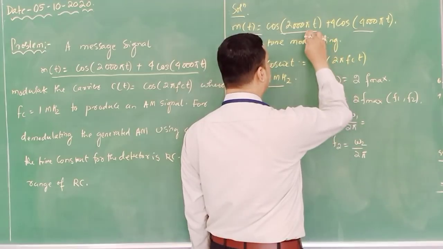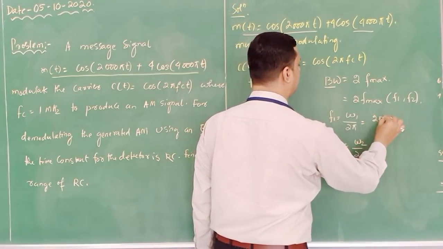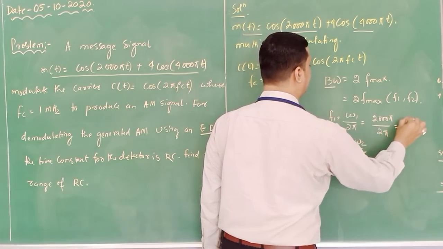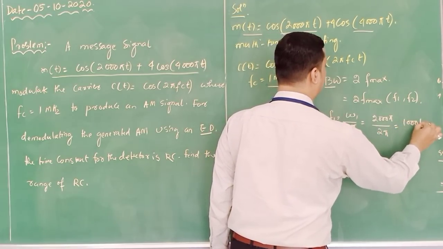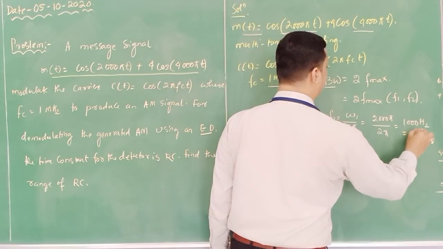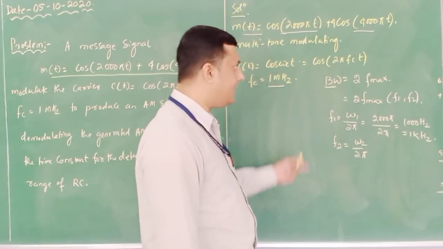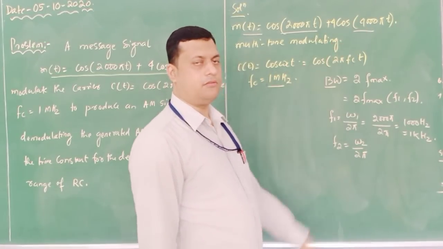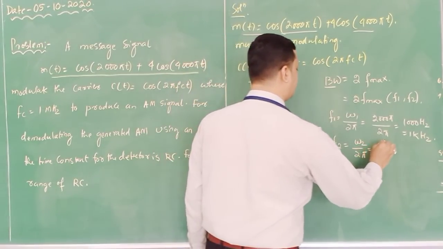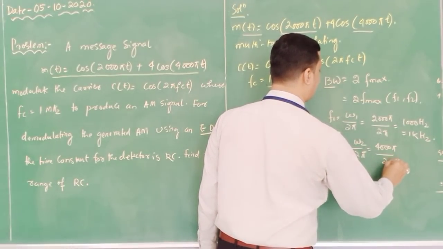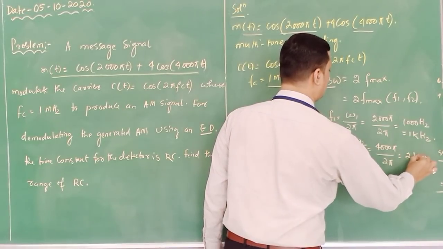Now omega 1 is how much? It is 2000 pi divided by 2 pi. So that means we will get 1000 hertz, or we can say 1 kilohertz. Then second, what is omega 2? Omega 2 is 4000 pi divided by 2 pi. So that means I will get 2 kilohertz.